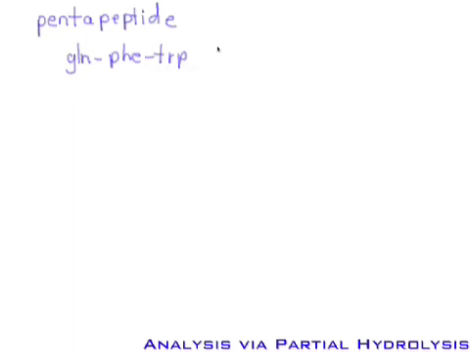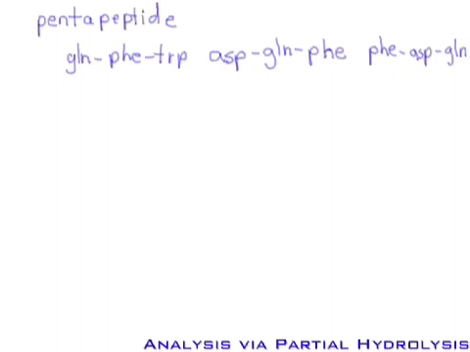In another one, there was aspartic acid, glutamine, and phenylalanine. And the next unique one was phenylalanine, aspartic acid, and glutamine. These 3 tripeptides were observed.